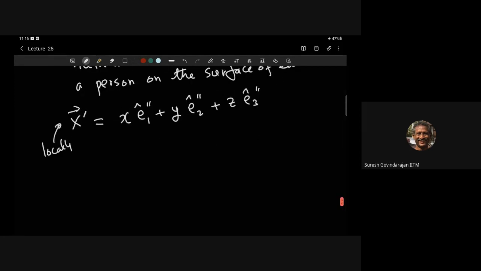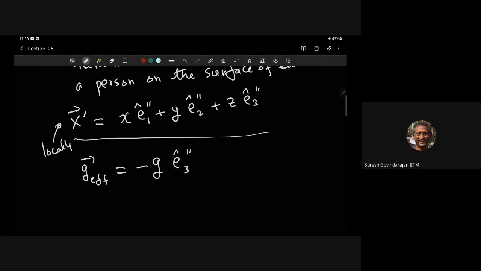And now we are ready to discuss the case of the Foucault pendulum, and we have to put in the various forces. So G effective will be minus some g times E3 double prime.